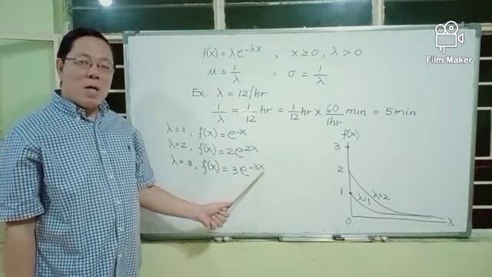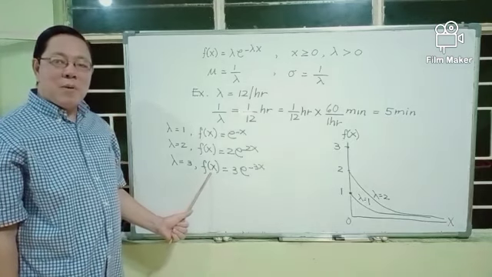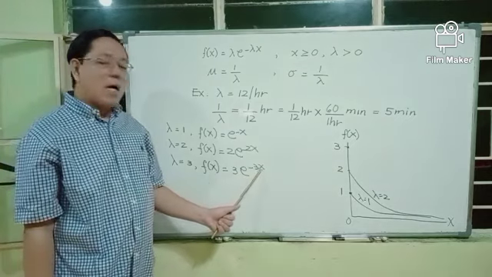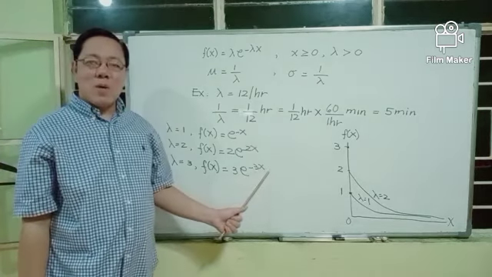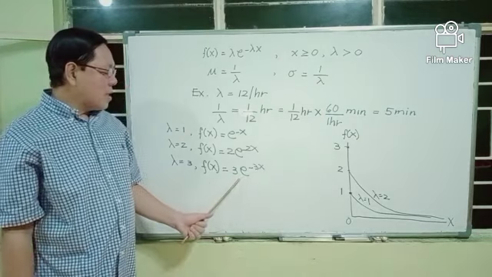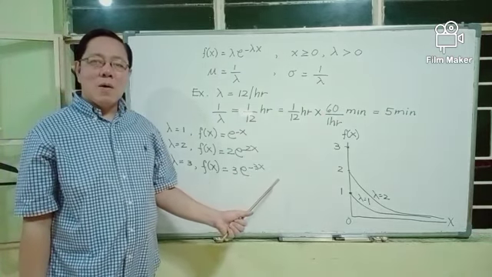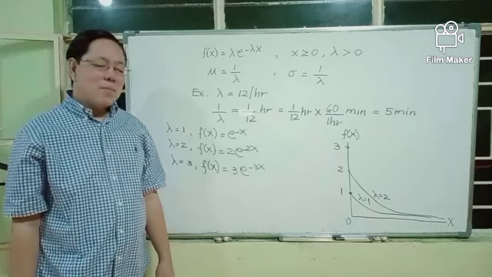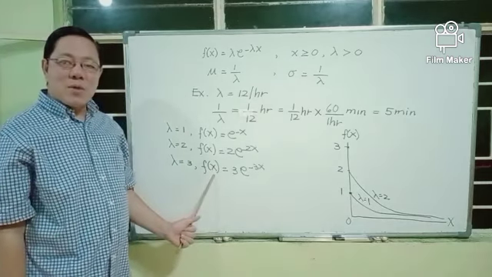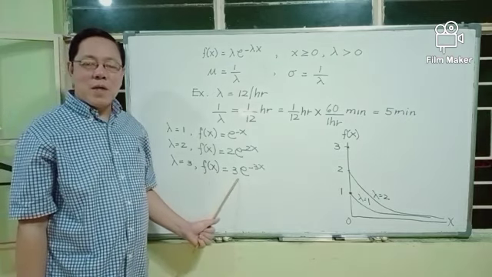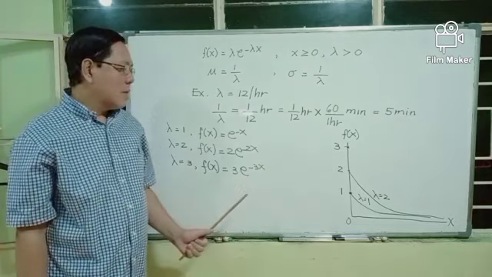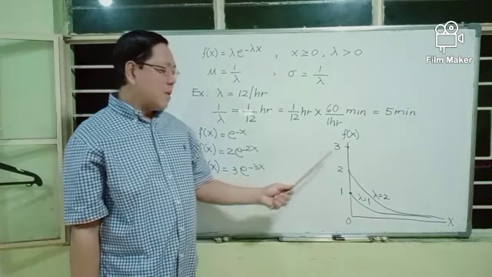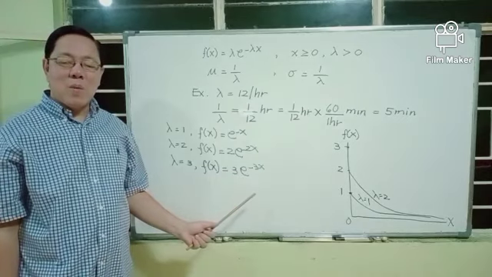And when x is 1, you get f of 1 equals 3 times e to the minus 3 times 1. Minus 3 times 1 is minus 3. You get 3 times e to the minus 3, or that's equal to 3 over e to the power 3. When x is 1, f of 1 is 3 over e to the power 3, and that's less than 3 because 3 is divided by e to the power 3.